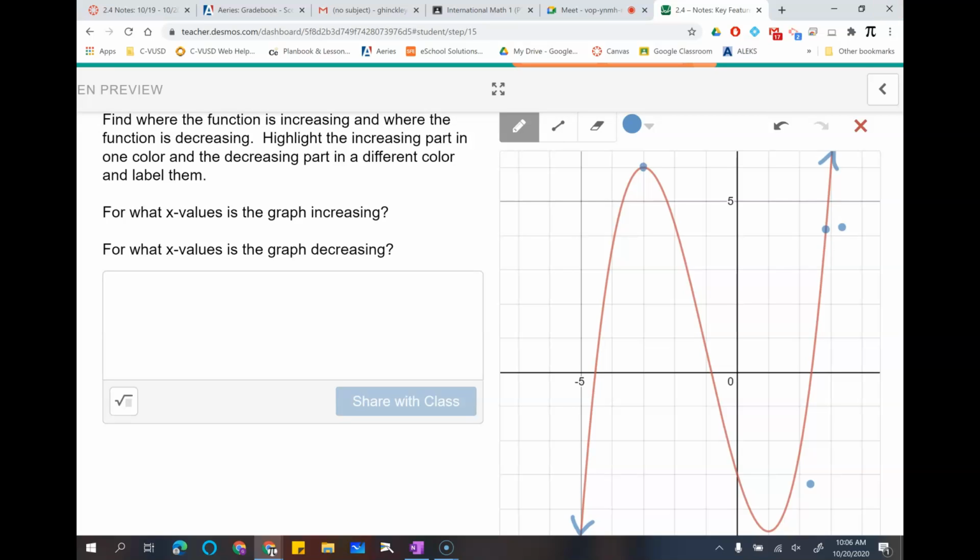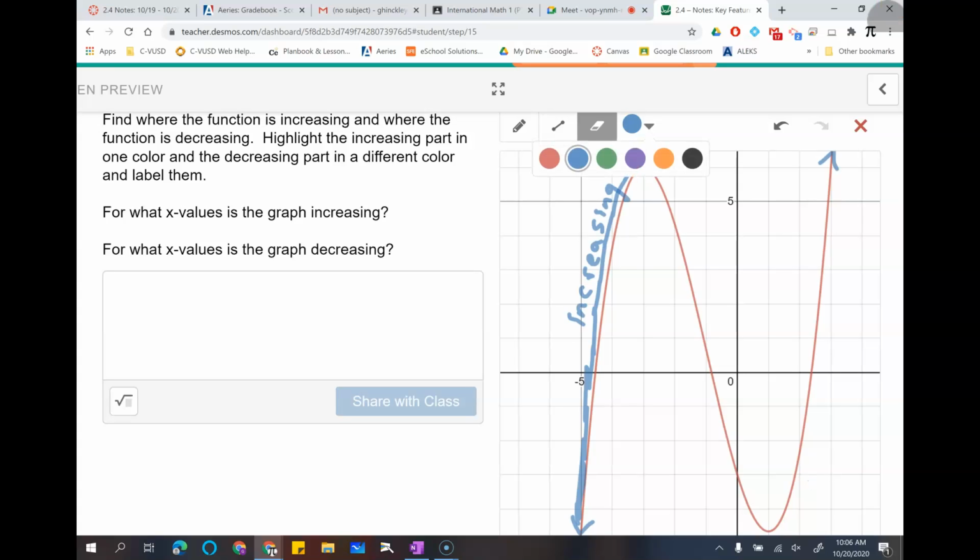So I go to my maximum point, and I see that this portion of the graph is increasing. So I'm going to go ahead and label that. It is increasing. We also have another part of the graph that is also increasing, and that is over on this side. So we are also increasing, let's see, here we go, from this minimum point going on, that is also increasing.